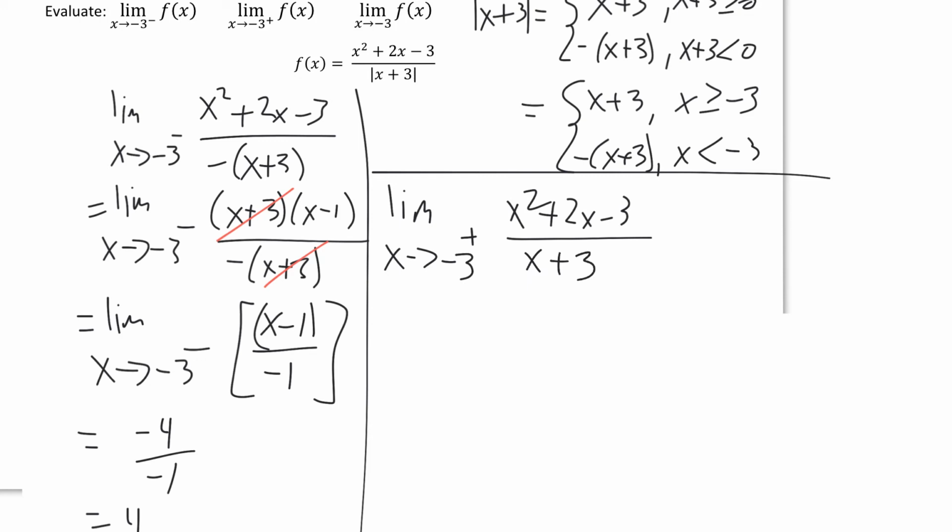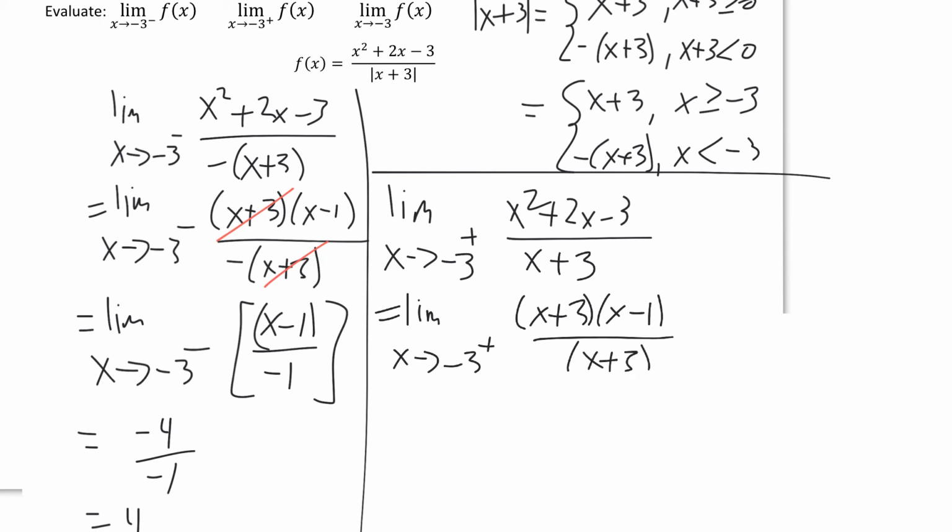Again, if you were to plug this in, you're going to get 0 over 0. So you're going to need to factor. The top factors, just as before, x plus 3 and x minus 1. The bottom has an x plus 3, which we can cancel. That'll give us the limit as x approaches -3 from the right of x minus 1, which is just going to equal -4.